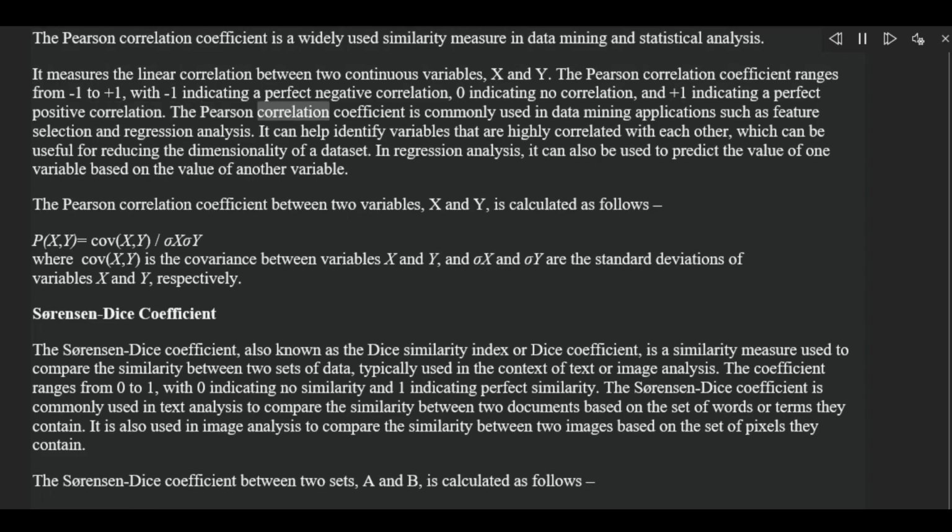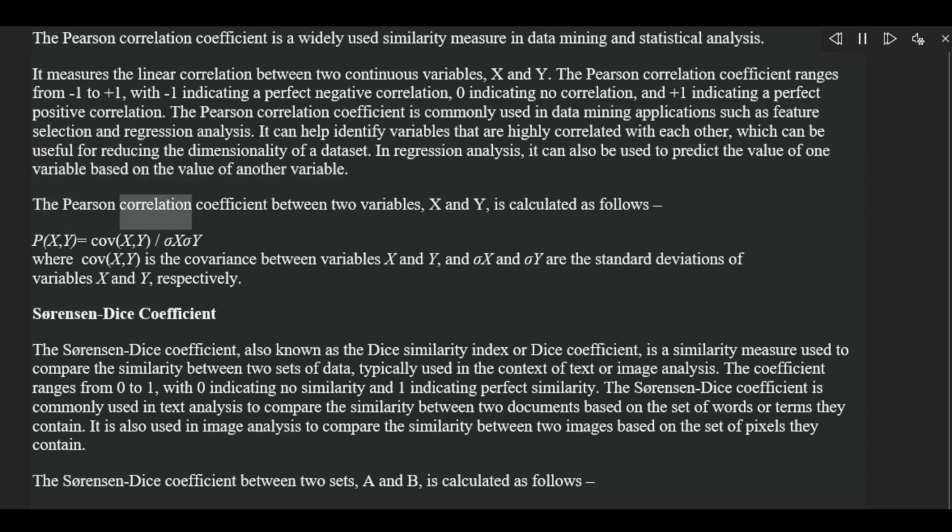The Pearson correlation coefficient is commonly used in data mining applications such as feature selection and regression analysis. It can help identify variables that are highly correlated with each other, which can be useful for reducing the dimensionality of a dataset. In regression analysis, it can also be used to predict the value of one variable based on the value of another variable.